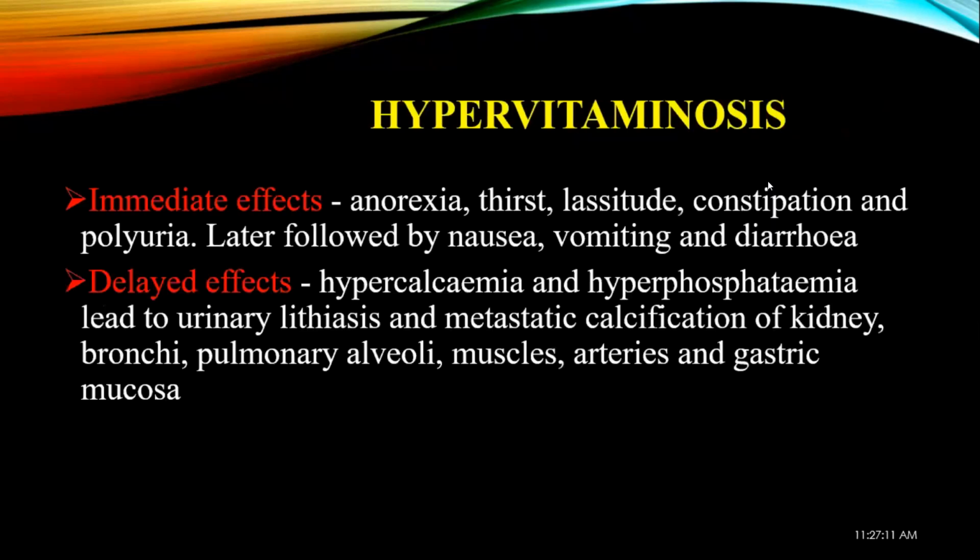So hypervitaminosis, immediate effects: if the person consumes more amounts of vitamin D, then it leads to hypervitaminosis. The immediate effects are anorexia, thirst, lassitude, constipation, and polyuria, later followed by nausea, vomiting, and diarrhea. The delayed effects are hypercalcemia and hyperphosphatemia, leading to urinary lithiasis and metastatic calcifications of kidney, bronchi, pulmonary alveoli, muscles, artery, and gastric mucosa.